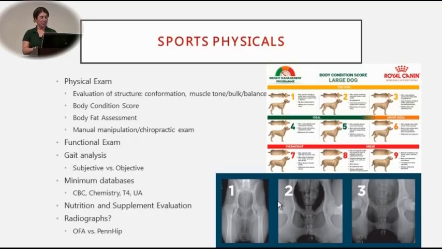Those of you doing medical manipulation, we can do our medical manipulation exams, so checking for hypomobility in different areas of the spine and the limbs. We can do a functional exam. This is similar to my stretch tests that I just showed you. I'll have a dog do those up dog, down dog, side bending kind of stretches, and this is functionally assessing whether or not they can do those things.